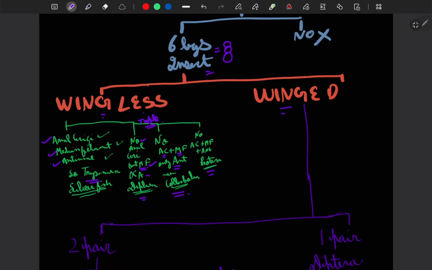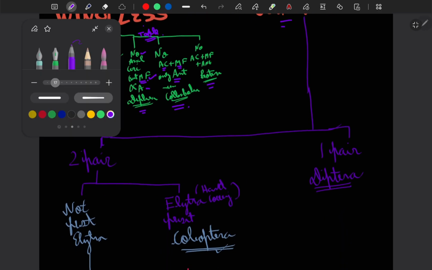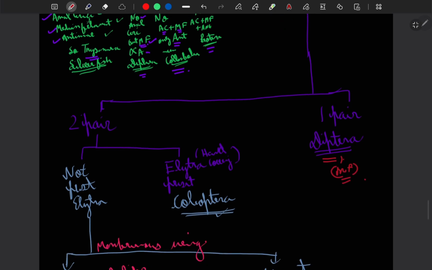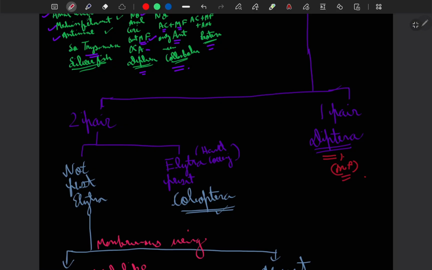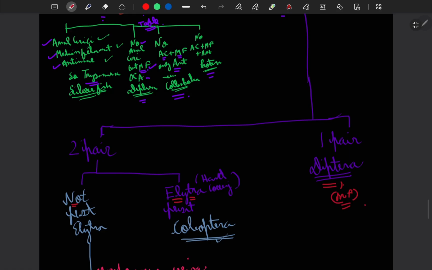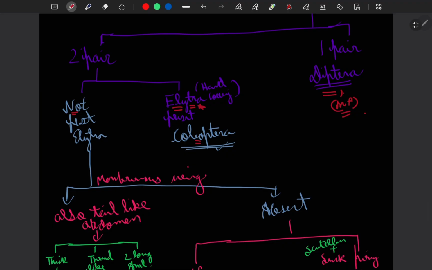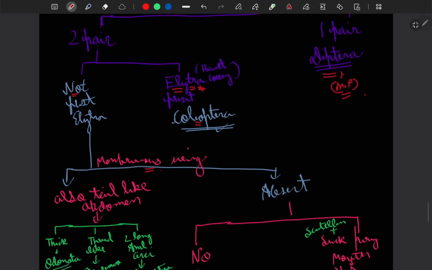Now if it has wings, we will further see whether it has one pair of wings, then it is clearly a Diptera, that is a housefly, or there can be other members also, but it is a Diptera if it has one wing. But if it has two pair of wings, then we will further identify whether it has an elytra or not. Now by elytra, you have to clearly catch this keyword in order to identify that it is a Coleoptera beetle. If it does not possess an elytra, we will see whether the wings are membranous or not.